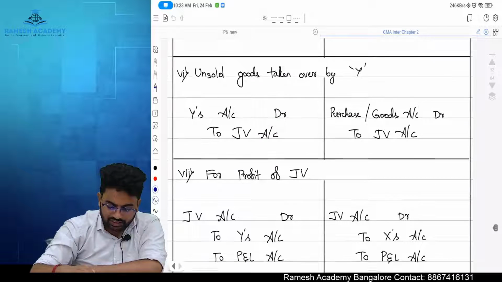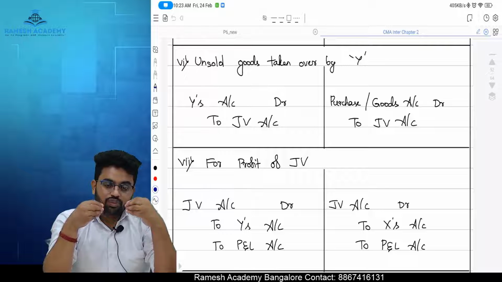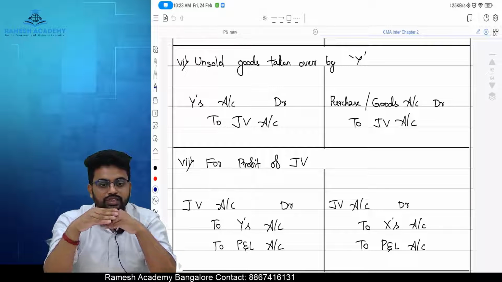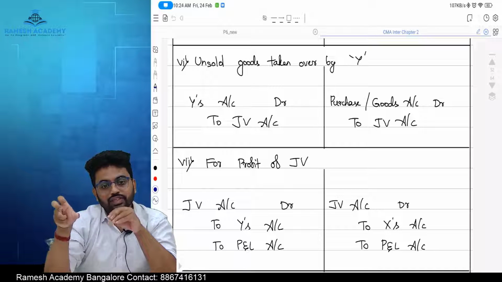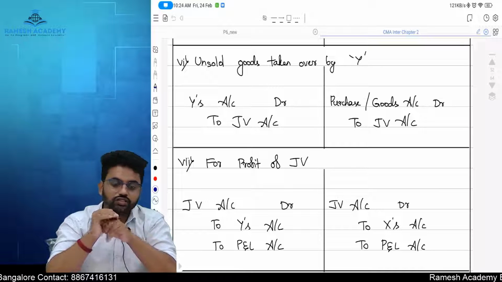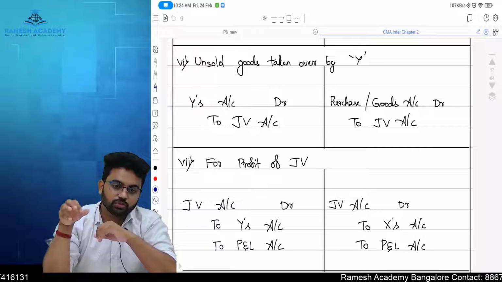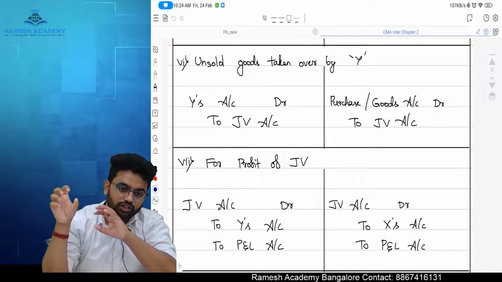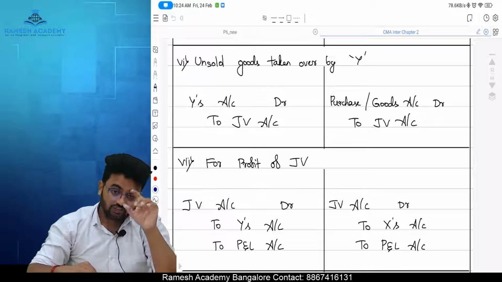For the profit sharing ratio, in the books of X, X's portion of profit will be transferred to the P&L, and Y's portion will be credited to him. In the Y book, his portion will be transferred to the P&L and X's portion will be credited. So joint venture account debit to P&L account for the portion of X, to Y account for the portion of Y. In the book of Y it is joint venture account debit to P&L account for the portion of his share, to X account for the portion of profit of X.